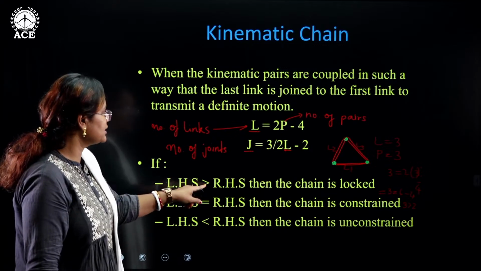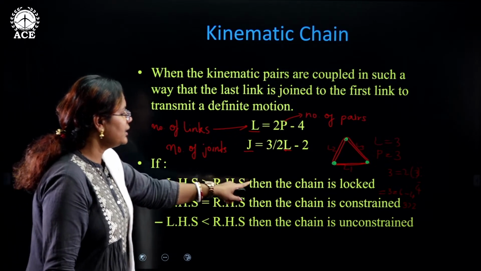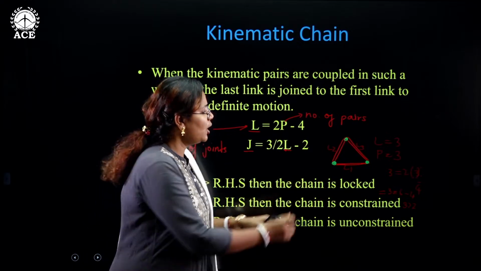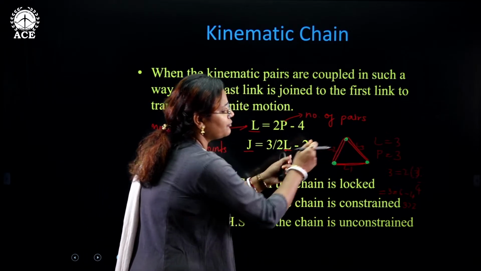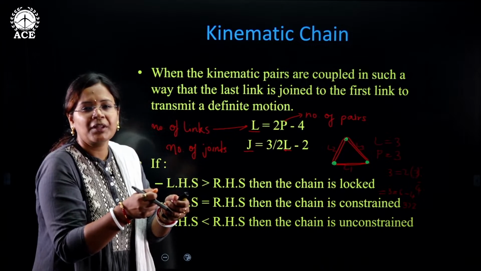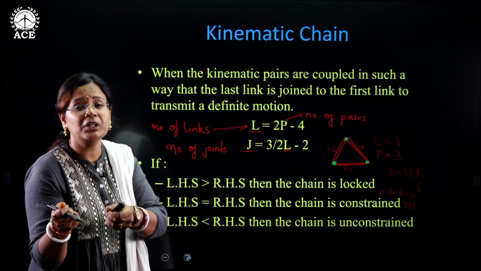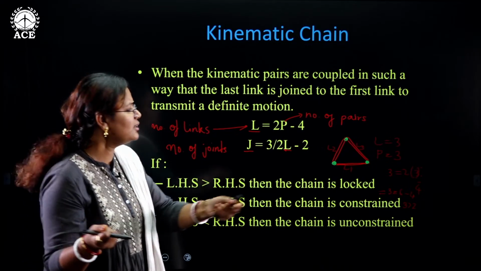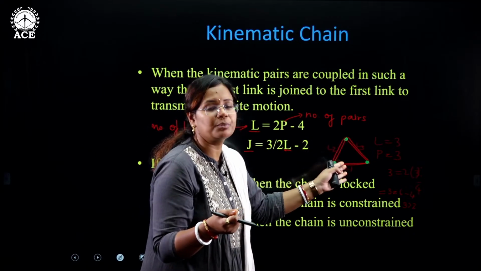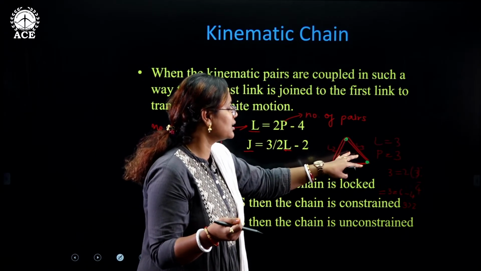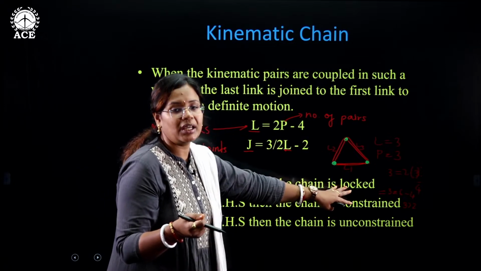If LHS is greater than RHS, then what is happening? The chain is locked. Obviously, you can see that the 3 links are very much locked to each other. They cannot transmit any kind of motion to the other part. There is no relative motion between them. This comes under a locked chain.